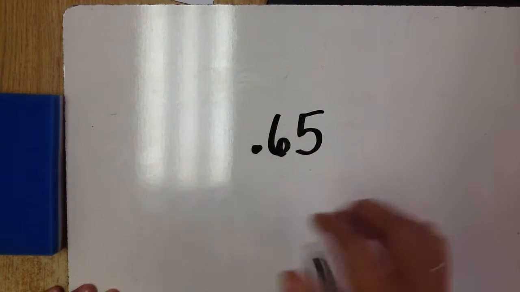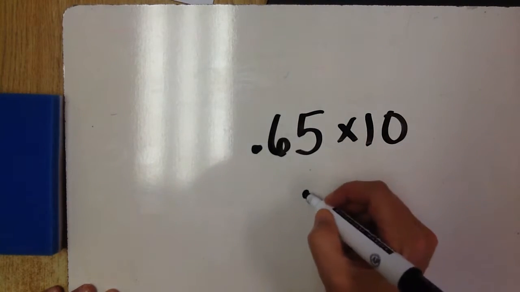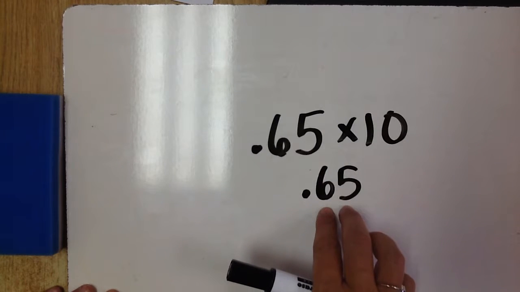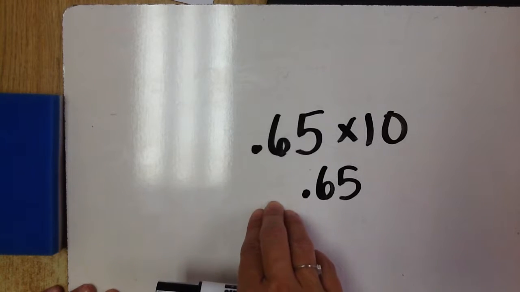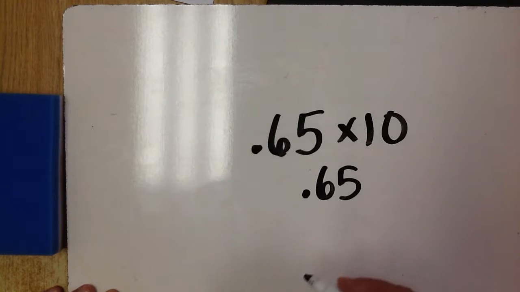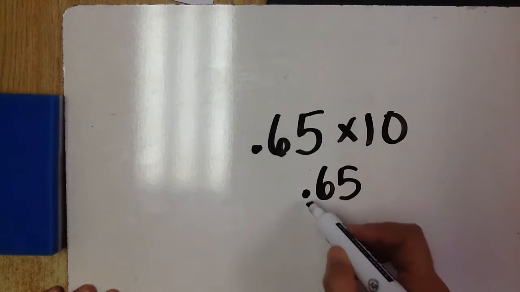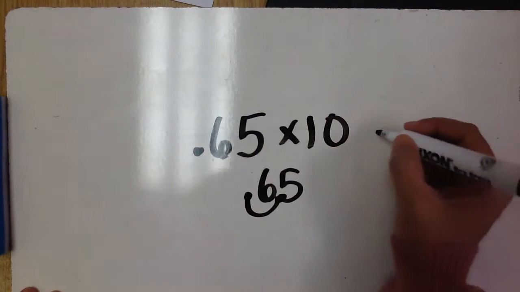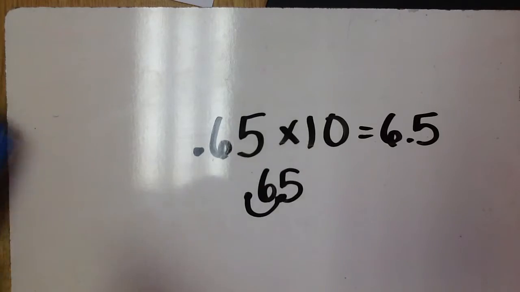So if we have 65 hundredths and I want to multiply that by 10, then I would move each of my digits one place value to the left because we know that the value is going to increase since we're multiplying by 10. Or I could also shortcut shift my decimal one place to the right, and that in essence does the same thing. So 65 hundredths times 10 is equal to 6 and 5 tenths.